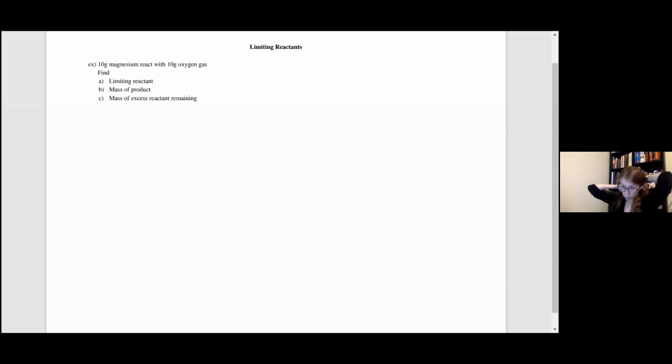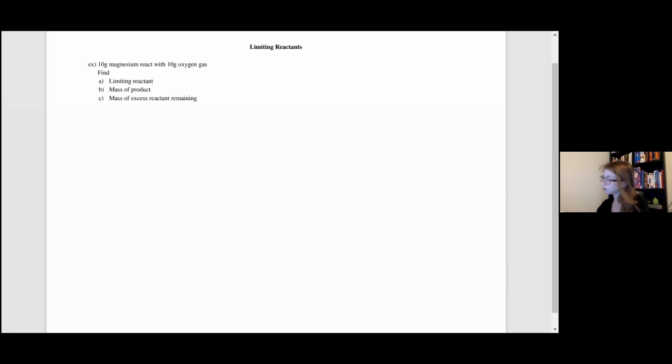Okay, so we're gonna walk through one more example the whole way through. This one will have some coefficients, which doesn't change the steps we follow, but just makes it all the more important that you're actually following them. So 10 grams of magnesium react with 10 grams of oxygen gas. Find the limiting reactant, the mass of the product. Notice I didn't say mass of water like in the last case, I just said product. You'll see why I can get away with that in this question. And the mass of excess reactant remaining.